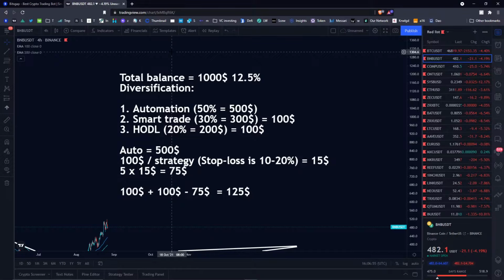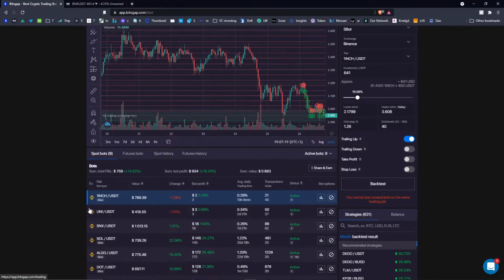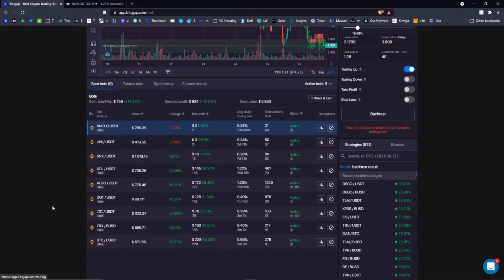There are two things required. The first one is diversification by strategies: automation, smart trade, and HODL. And the second thing is market timing. So you need to monitor your strategies, and whenever the market conditions are changing, you need to flip some of the strategies that you have. So for example, I have some strategies here right now, and notice that I have SBOT strategies.